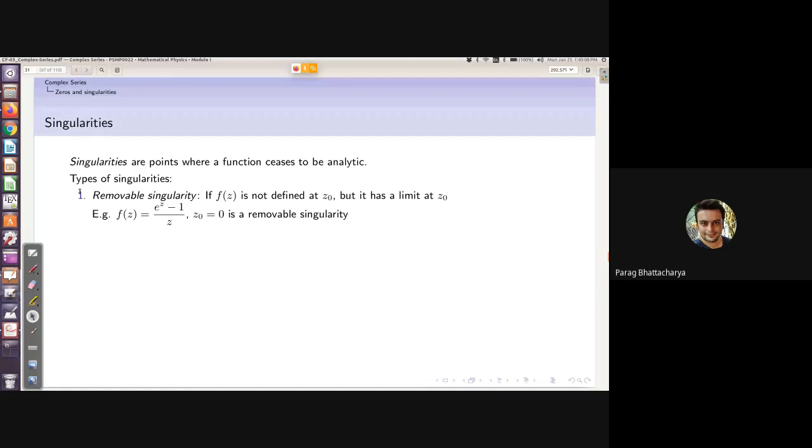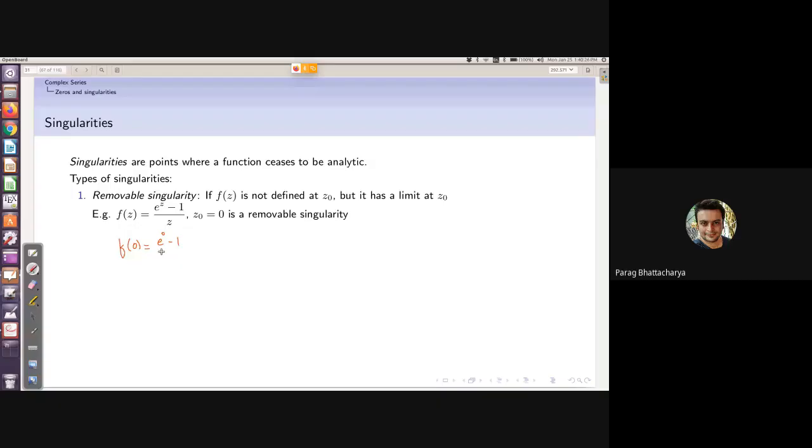Now suppose I have here f of z equals e to the power z minus 1 divided by z. At z equals 0, in the numerator we have 1 minus 1, so we have 0 by 0, which is undefined. Because the value of the function is undefined at z naught, it suggests that z naught equals 0 is a singularity. But this is not really a singularity, because it's a removable singularity. That means we can remove the effect of the singularity.